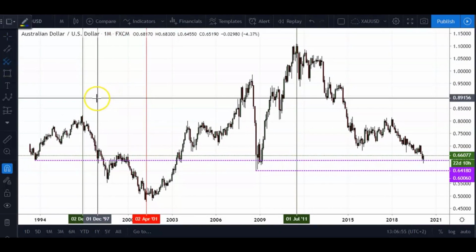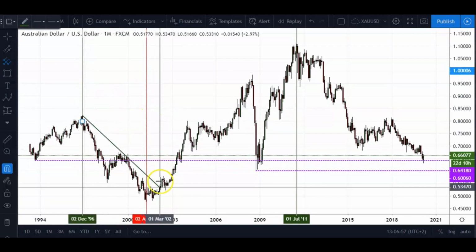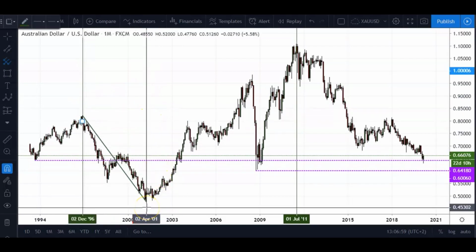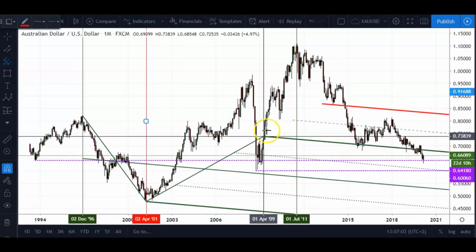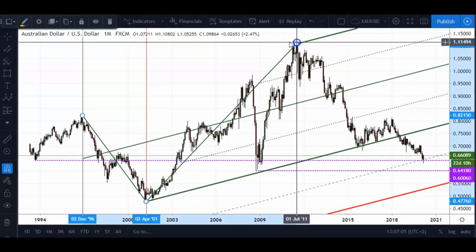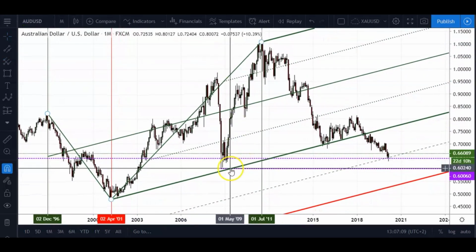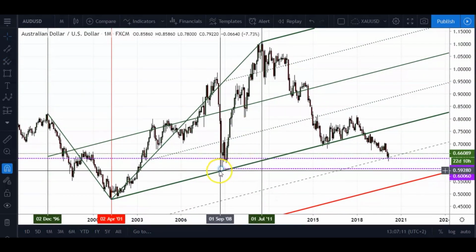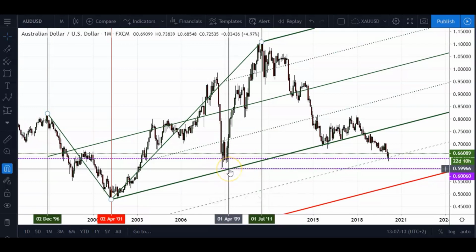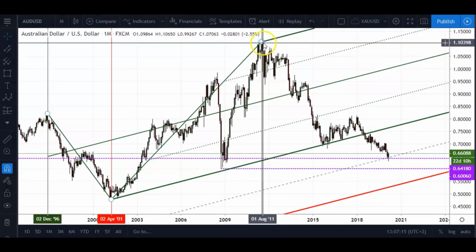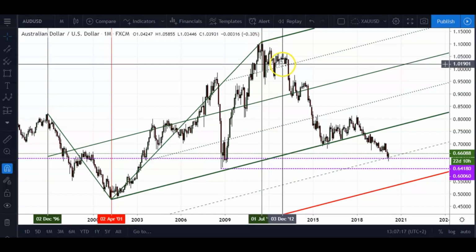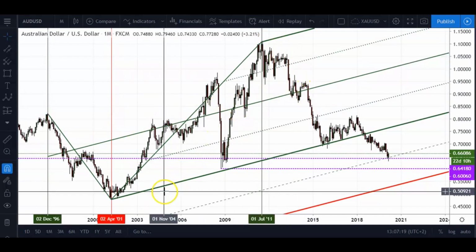And this is where I played around with my pitchfork settings, selected that high in 1996 to this low in April 2001, extended that to that high, and now you can start seeing that although price after the fact missed this lower median line here. Remember, we use this pivot, but it's quite often a good indication to see if price previously would have respected these lines.